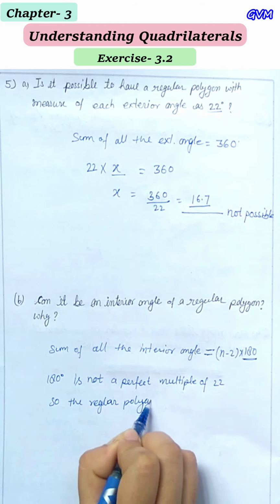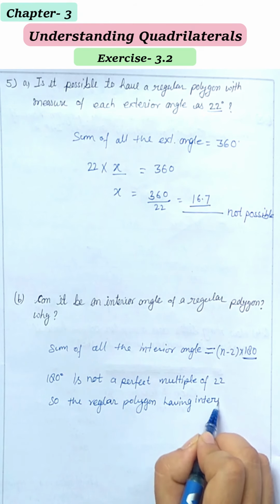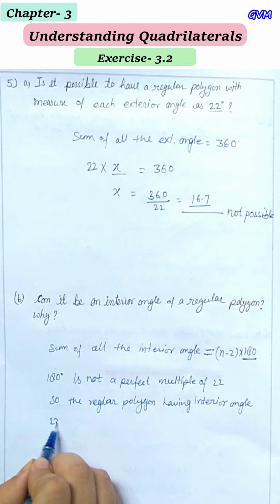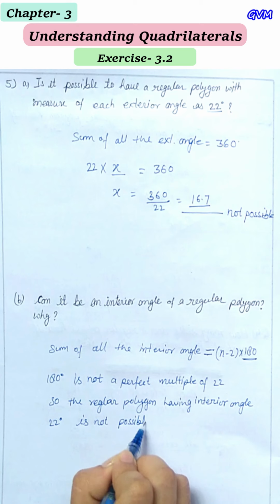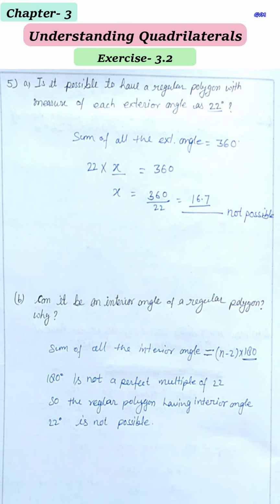polygon having interior angle 22 degrees is not possible. So in both conditions it is not possible to have a 22 degree angle, whether it is for an exterior angle or an interior angle. Now let's come to question number 6.